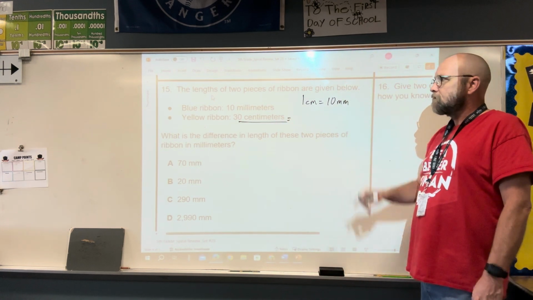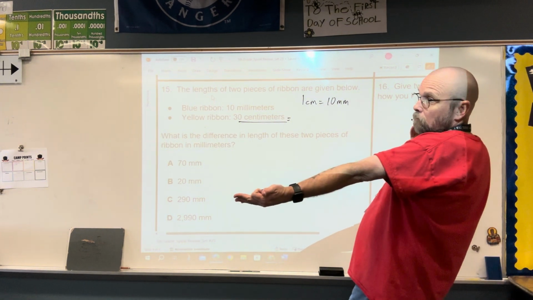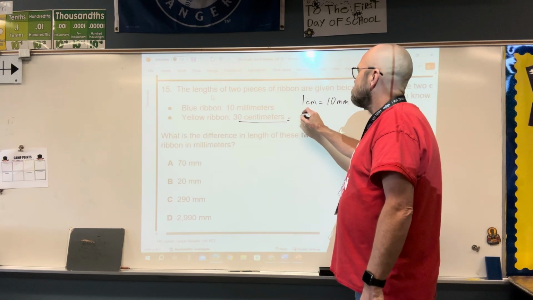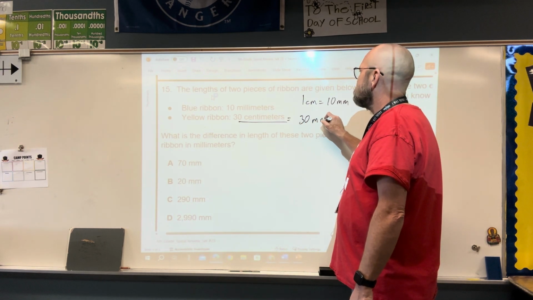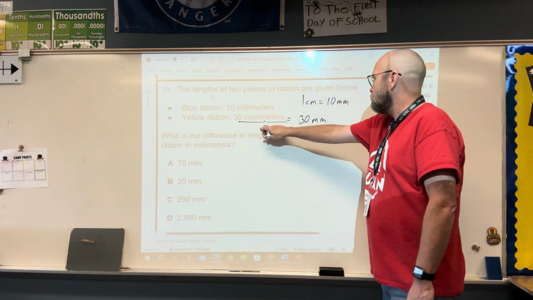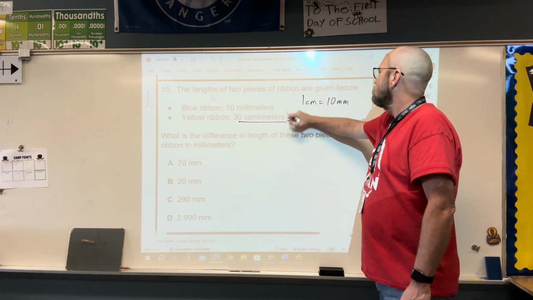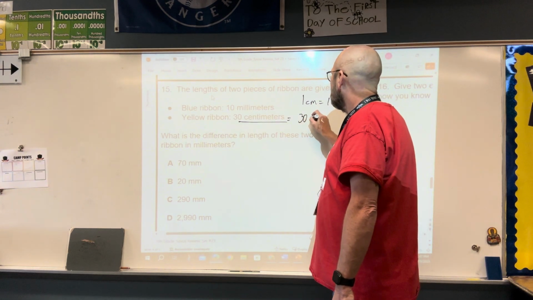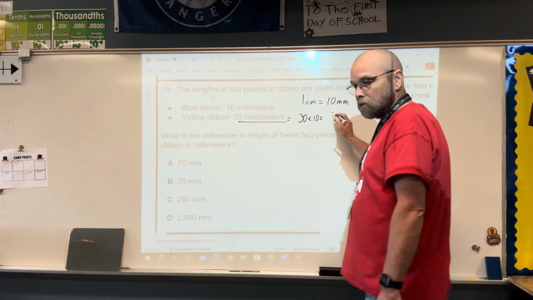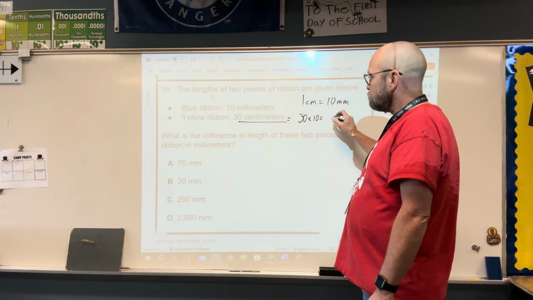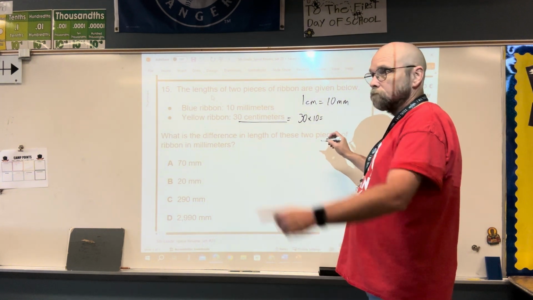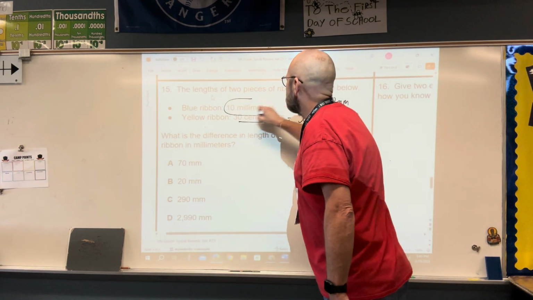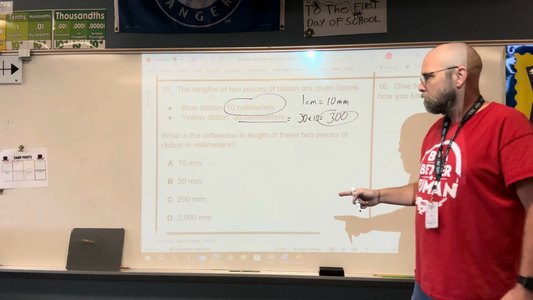If each centimeter equals 10 millimeters, 30 centimeters equal? 30 millimeters, it's not right. 30 centimeters can't equal 30 millimeters. So if it's 10 millimeters, it would be 30 times 10, which equals 300. So this one's 300, this one's 10. The difference is 290.